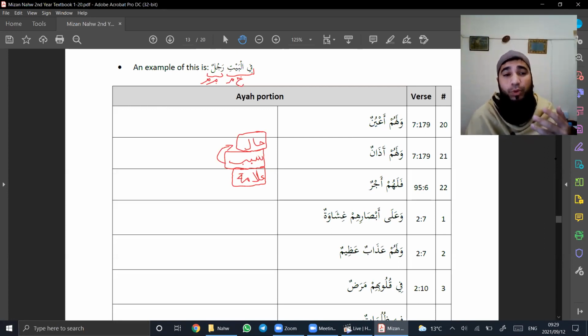So essentially, when we want to analyze a sentence, we ask ourselves these three questions about every word. What hal is the word in? Why is it in that hal, right? And then what's the sign that it's in that hal, right? So we won't call it the mausuf, we'll call it the mubtada mu'akhar. Any other questions?